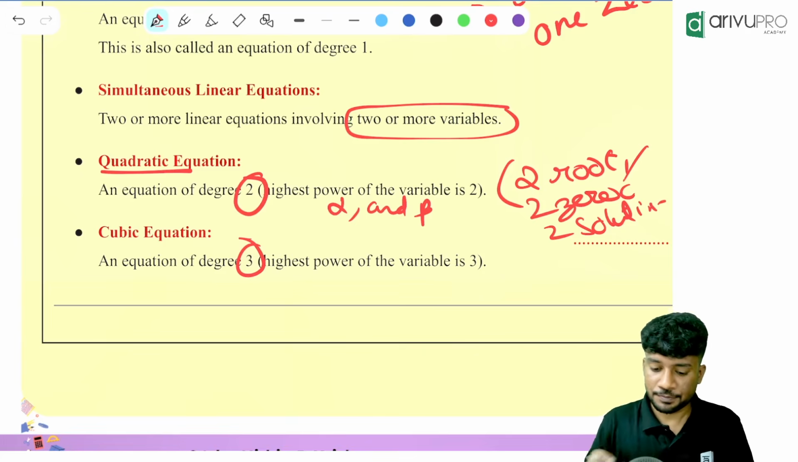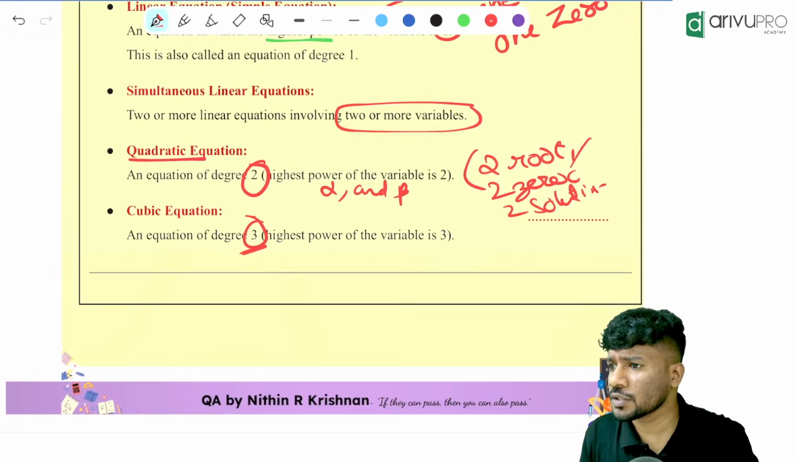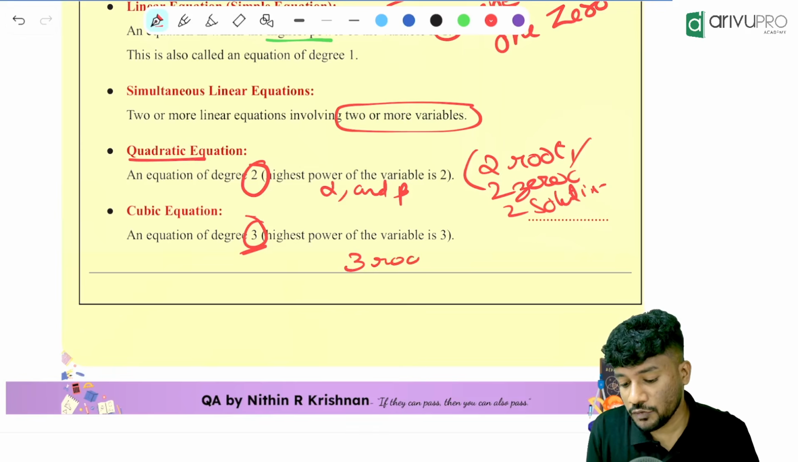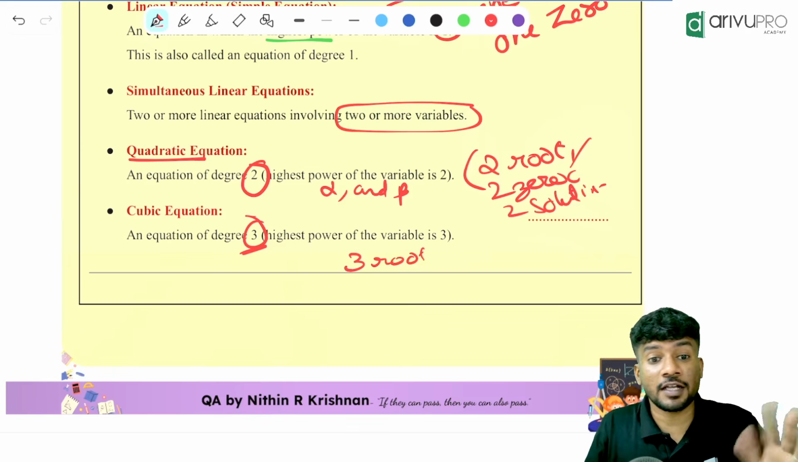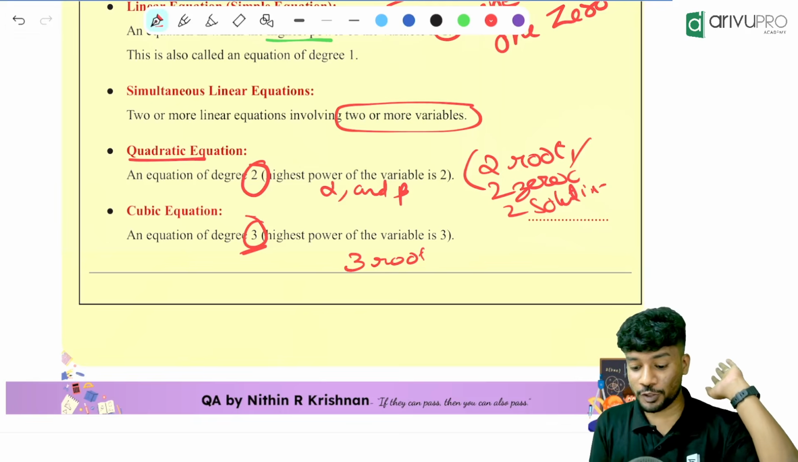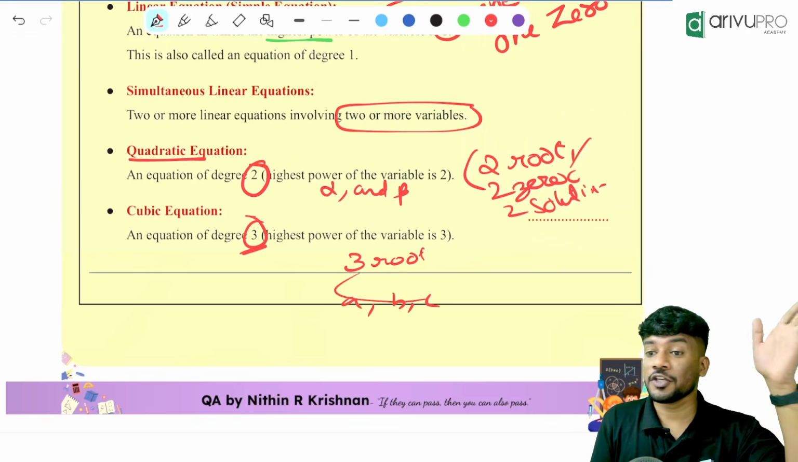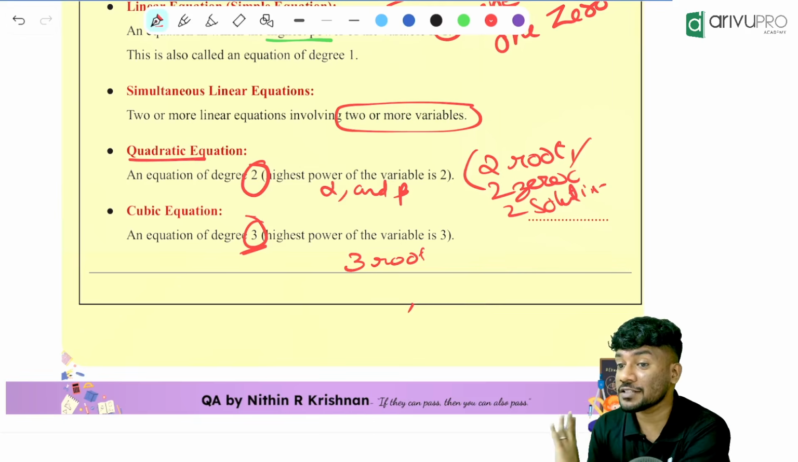Then cubic equation. A cubic equation has how many roots? 3 roots are there. Which are the roots? We will find that. If you want to call them alpha, beta and gamma, call them that way. All the Greek letters you can use. Or if you want to call them A, B, C, you can call that. Completely up to you. It is not going to change our answer at any point.